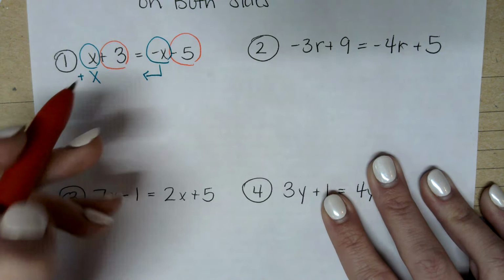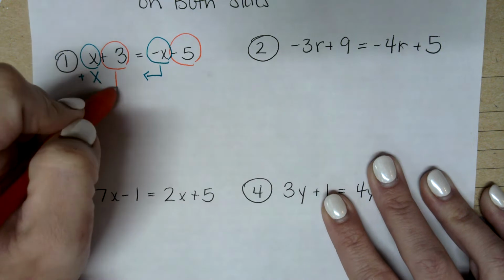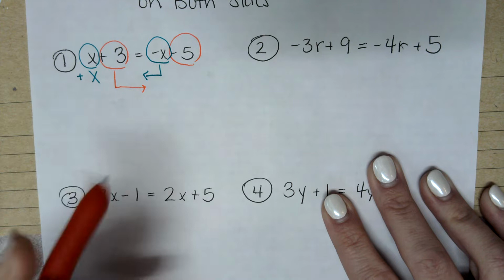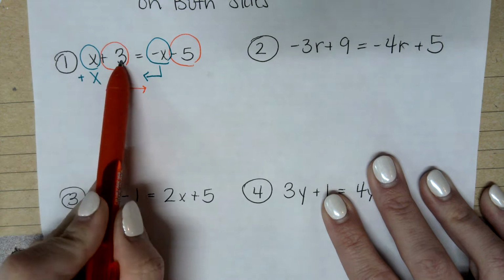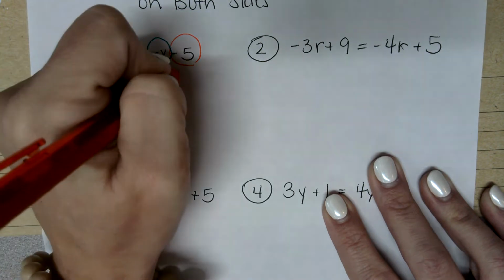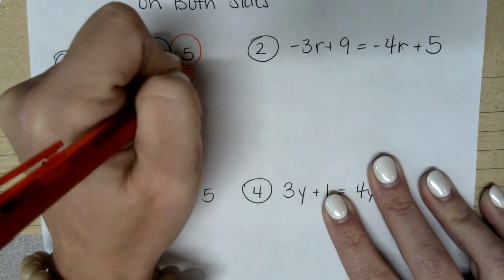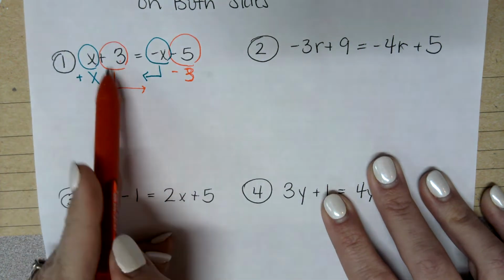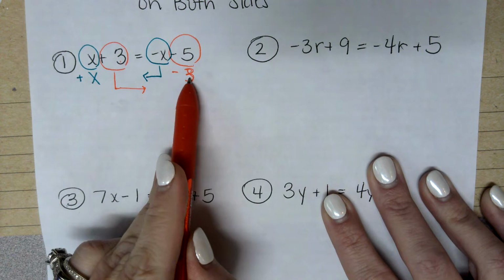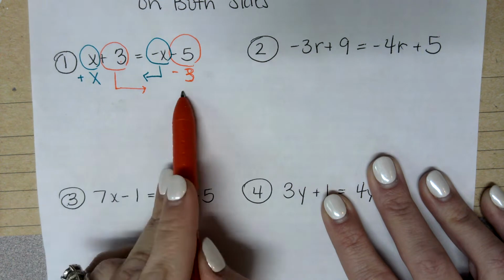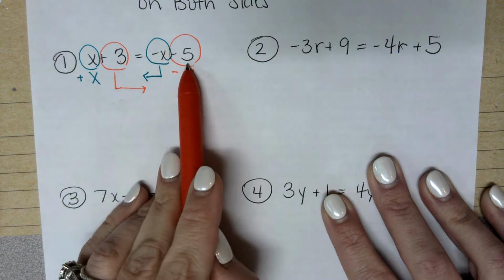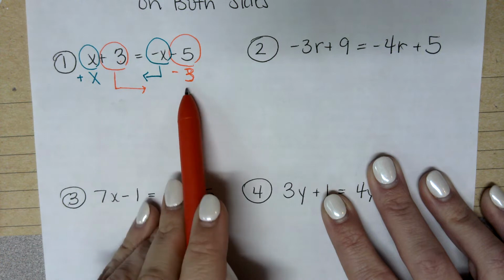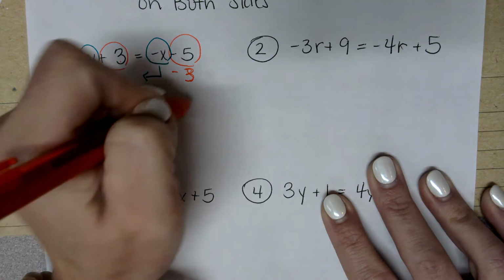Because I went this way, I'm going to move this 3 this way across the equal sign. And because this says positive 3, I'm going to do the opposite, and I'm going to do negative 3. So again, I took this positive 3, I moved it to the other side of the equal sign, and I stacked it right with the other number that isn't attached to a variable. Now I'm going to do the math.